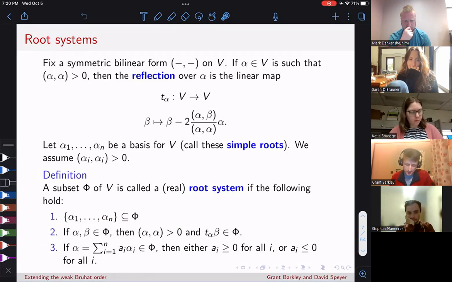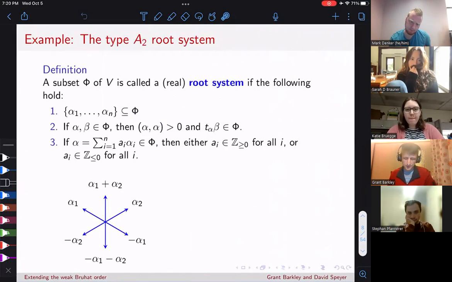And then there's one other condition that is really what makes a root system, but I'm not going to focus on it too much. What it says is that if we expand any of our roots in our chosen basis from right here, then all the coefficients are either non-negative or all the coefficients are non-positive. One or the other happens. You can't have alpha 1 minus alpha 2 in your root system. And we'll talk about why we want that in a second.